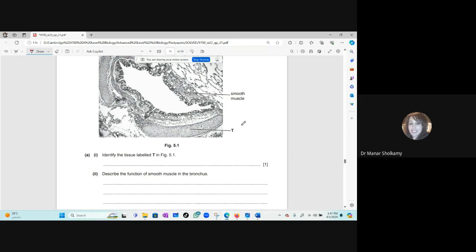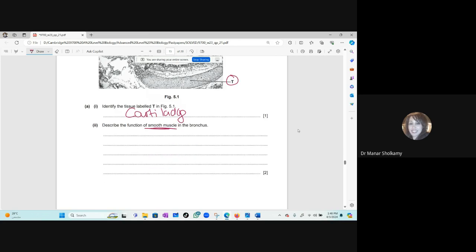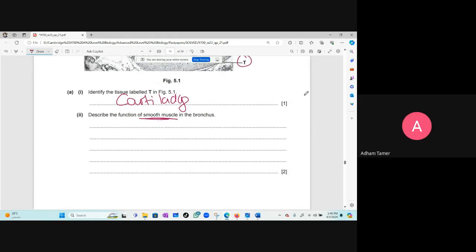What is T? T is very easy. What is T? Cartilage. Yes. Okay. Cartilage. Describe the function of the smooth muscle. What is the function of any smooth muscle, Adham? To contract. It contracts and it stays contracted? And relaxes. Yes. And then this will control what?